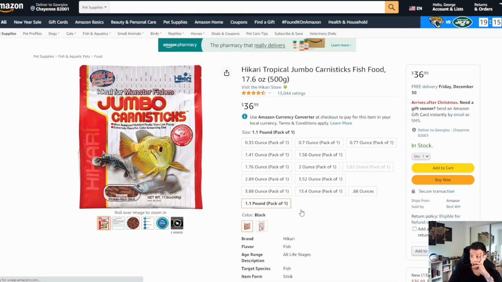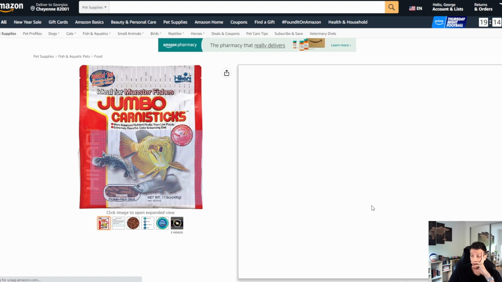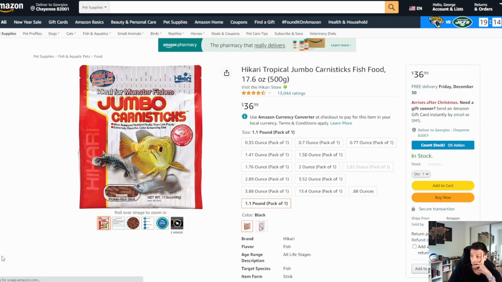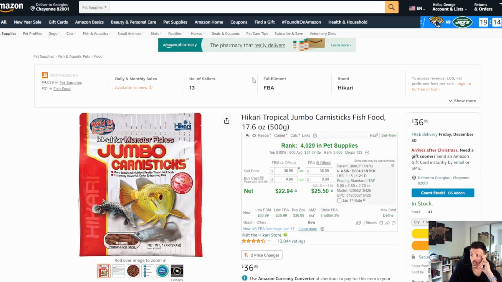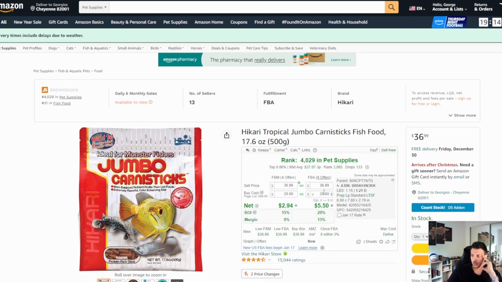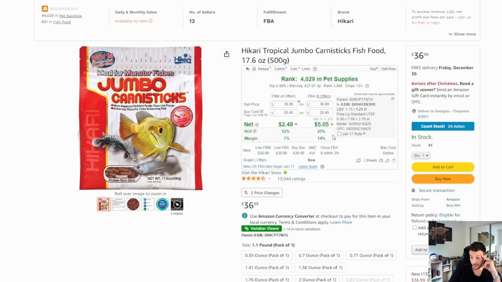Okay, so there's a lot of variations on this one. There's heaps here. So we've got to look at this one. There are a lot of variations, but the BSR is real good. It's only 4,029. So let's have a closer look at this one. Okay, so our price to source it is $20.45. So we're going to type in here $20.45. Okay, so the profit's not very high. Okay, but it does have a killer BSR, so we've got to explore this a bit further.